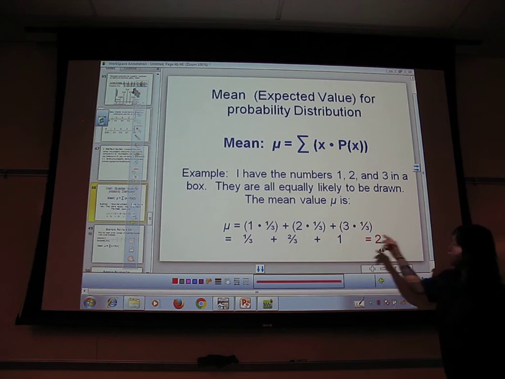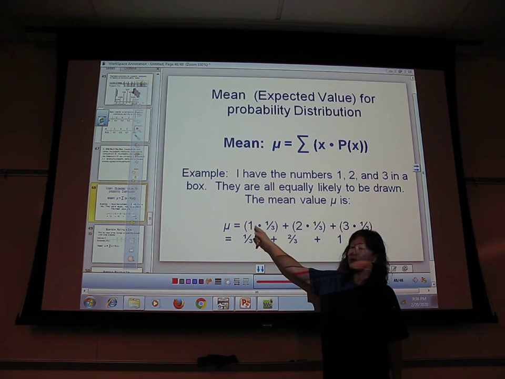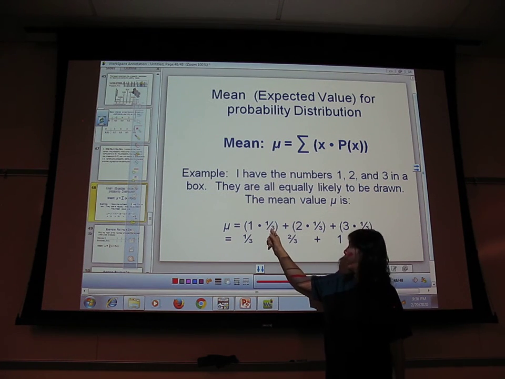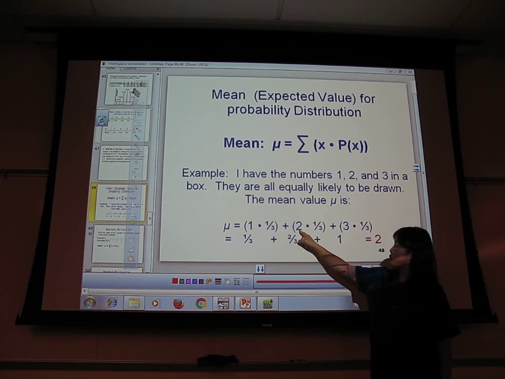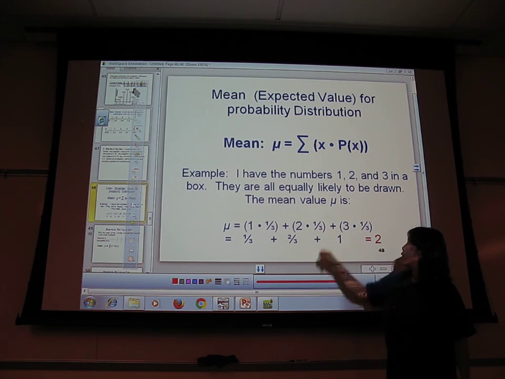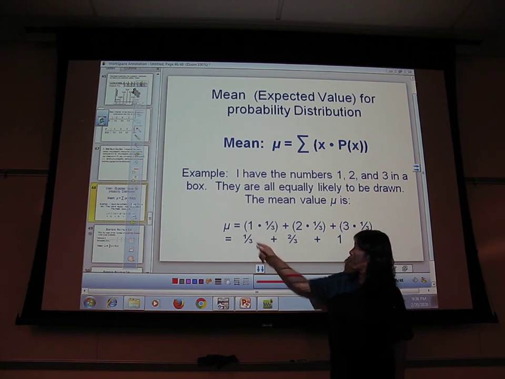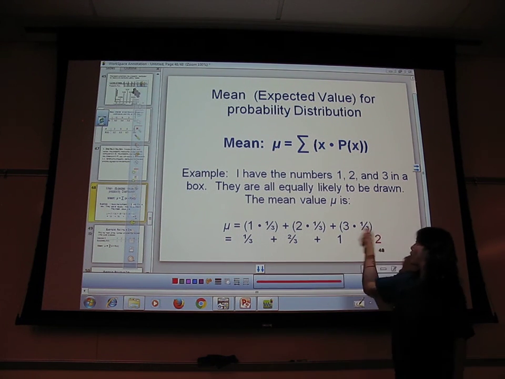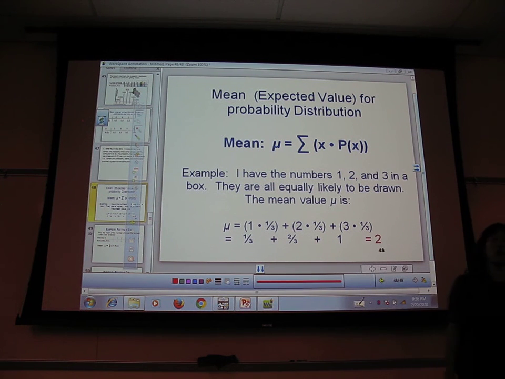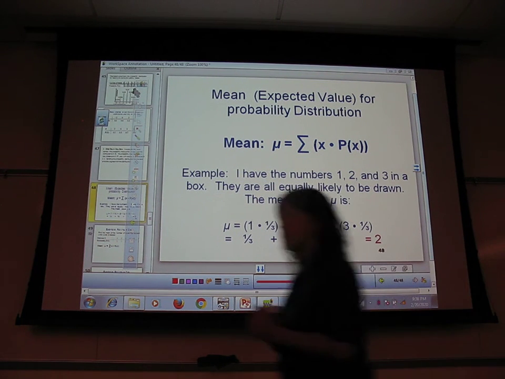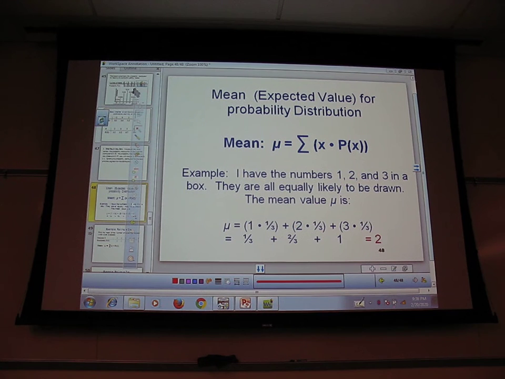How do we find that? $1. What's the probability of drawing $1? A third. Plus $2, probability of drawing $2, 1/3. Plus $3, probability of drawing $3 is 1/3. 1 times 1/3 is 1/3. 2 times 1/3 is 2/3. 3 times 1/3 is 1. Add those up, you get $2. Good? All right. Great.